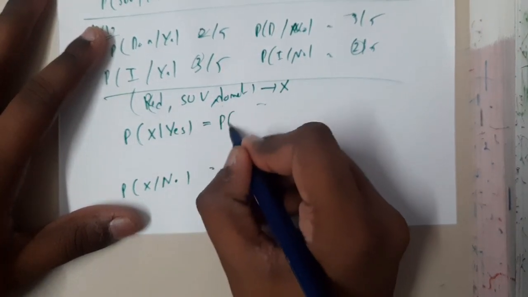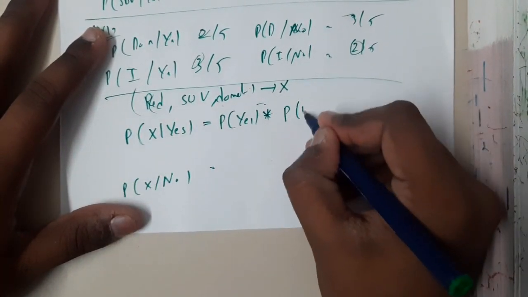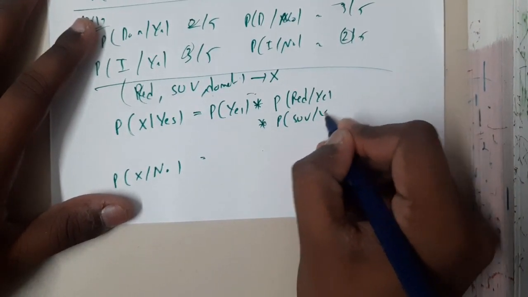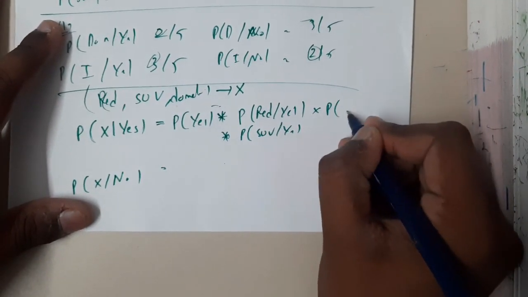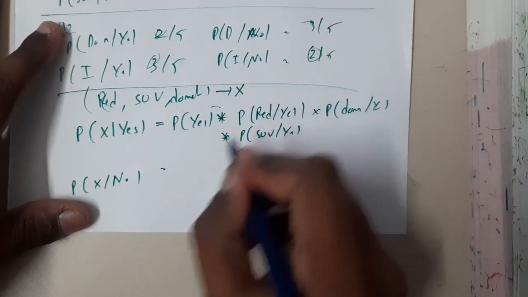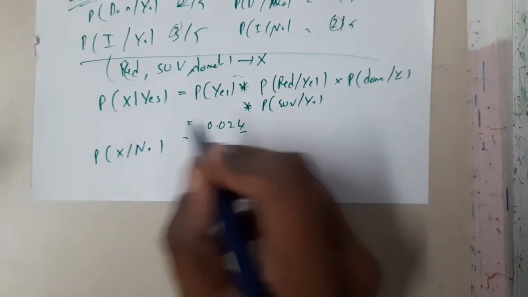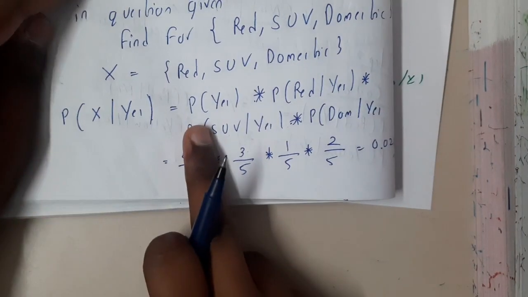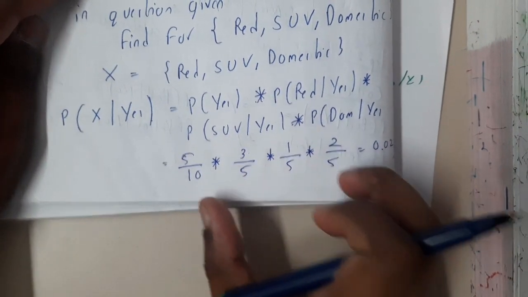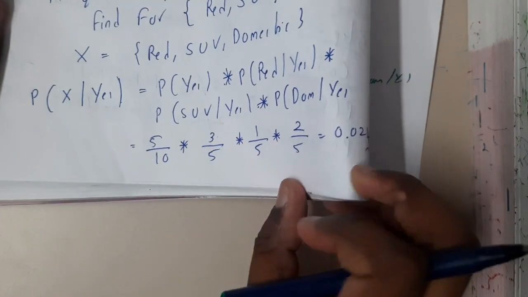First you write the probability of the class, multiplied by the probability of each occurrence with respect to x. So probability of red being yes, into probability of SUV being yes, into probability of domestic being yes. Once you calculate it, you will get 0.024. I am writing from the book directly, so you can just substitute the values 5 by 10, 3 by 5, 1 by 5 and 2 by 5. You might ask where these values come from. These are nothing but the values in the tables which we have solved, so from the tables you will get 0.024.